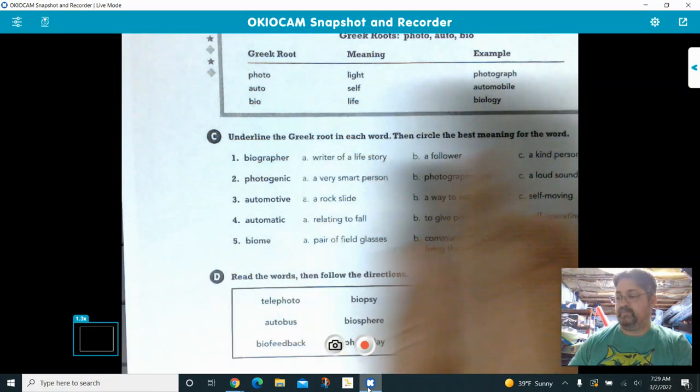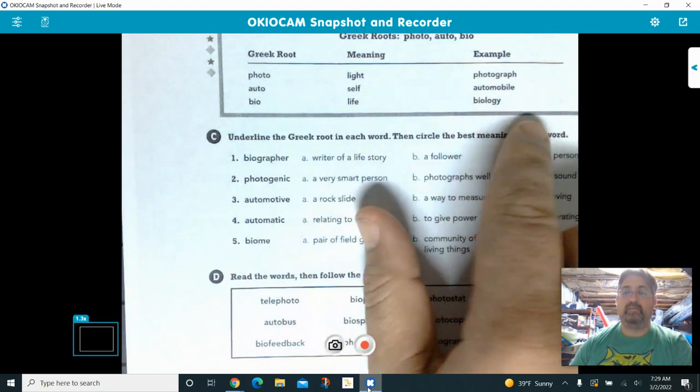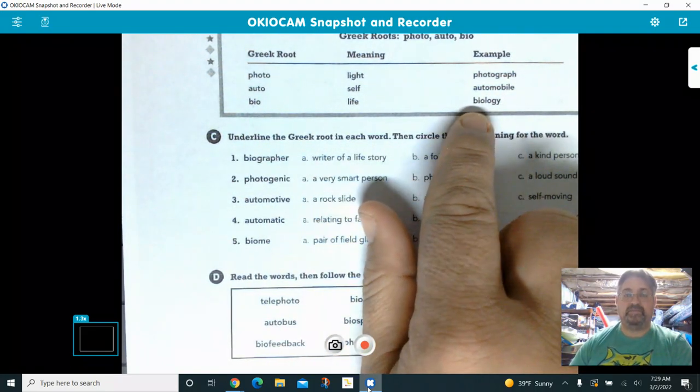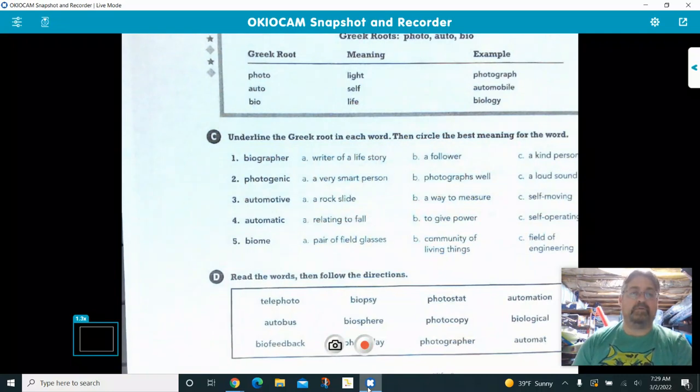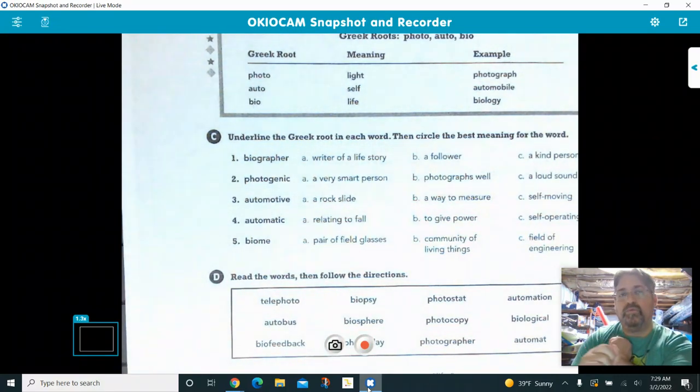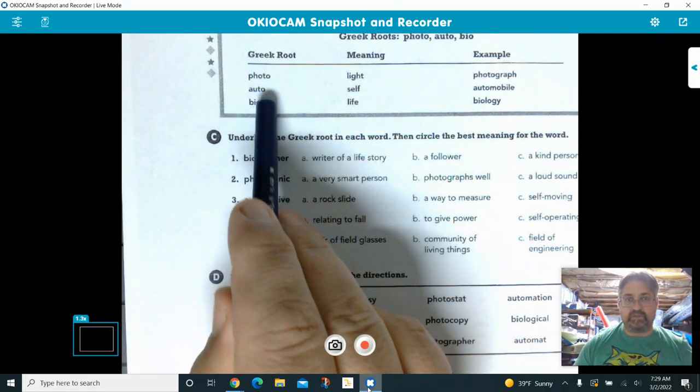Biology is life. Bio is life. Biology is the study of life. There we go. So underline the Greek root in each word. Okay? Just the part that we see over here under the roots.